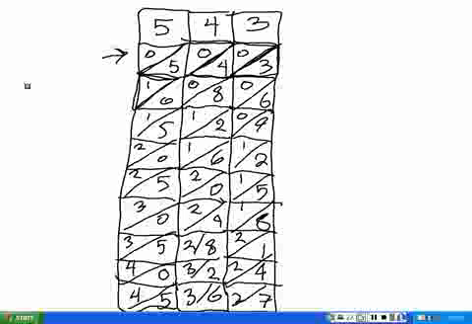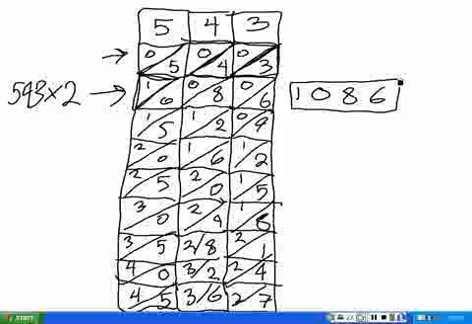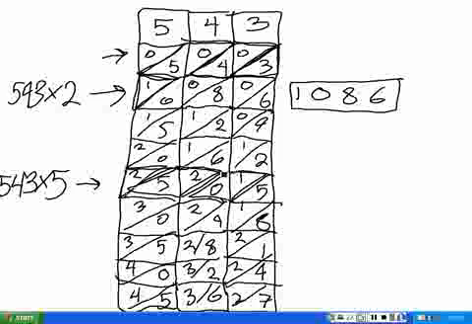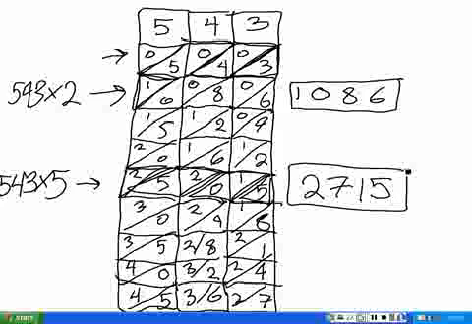If I wanted 543 times 2, I look right here, and I get 1, then I get 0 plus 0, which is 0, and I get 8 plus 0, which is 8, and then I get 6, 1086. If I wanted 543 times 3, 4, 5, I look over here, and I get a 2, 7, 1, 5. 2, 7, 1, 5.